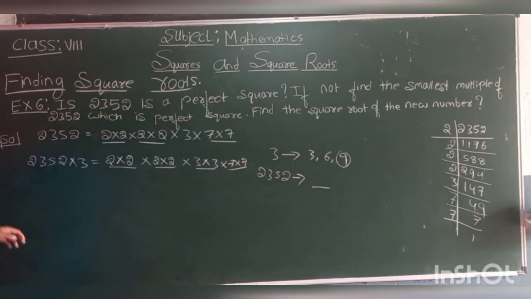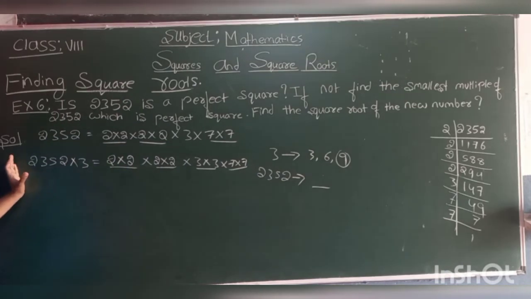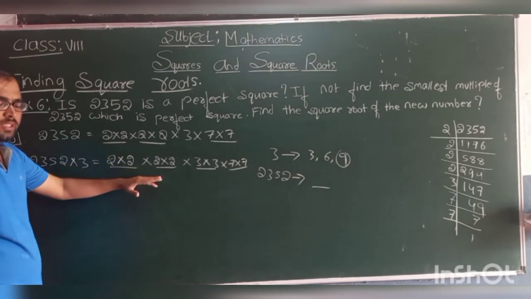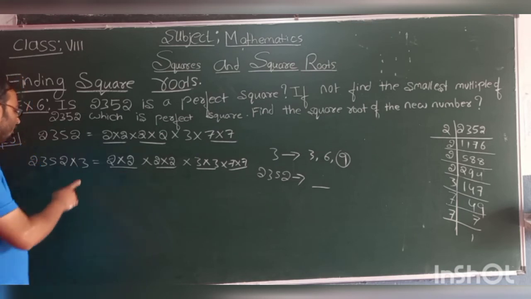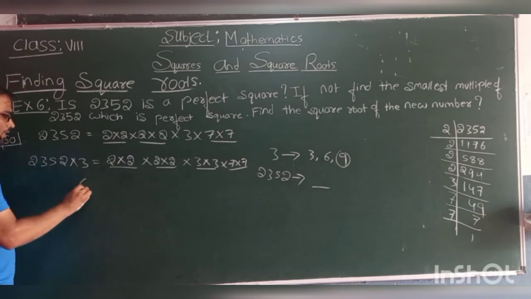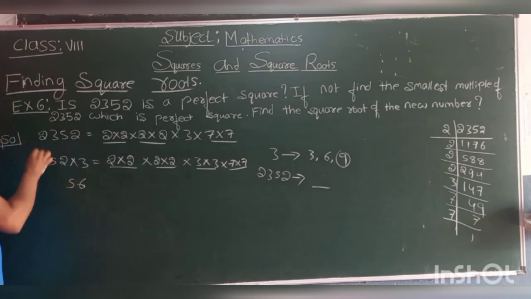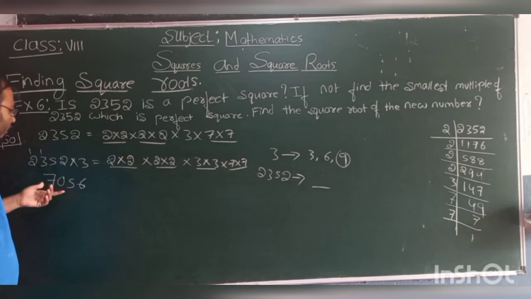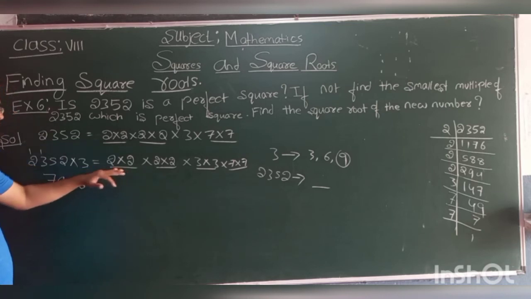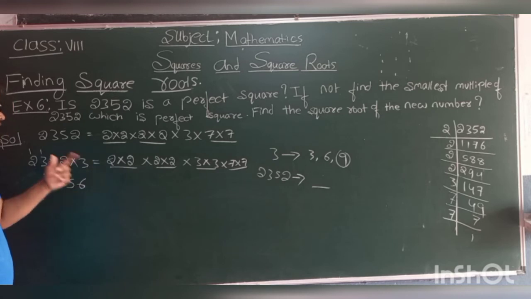Now look here, students. The number which is formed by multiplying by 3 will have its prime factors in pairs. Then what is that number? 3 2s are 6, 3 5s are 15, 1 carry, 3 3s are 9 plus 1, 10, 0, 1 carry, 3 2s are 6 plus 1, 7. So these are the prime factors of 7056.